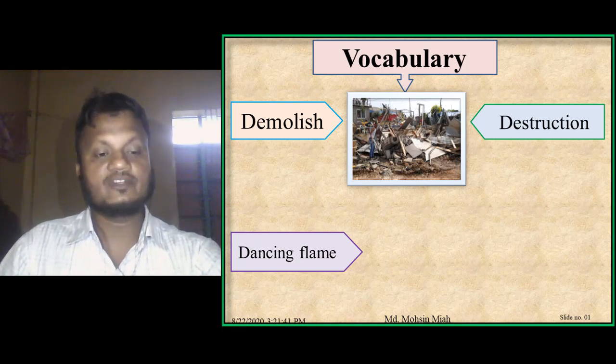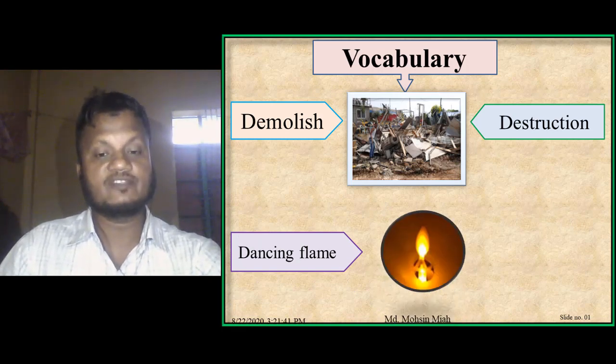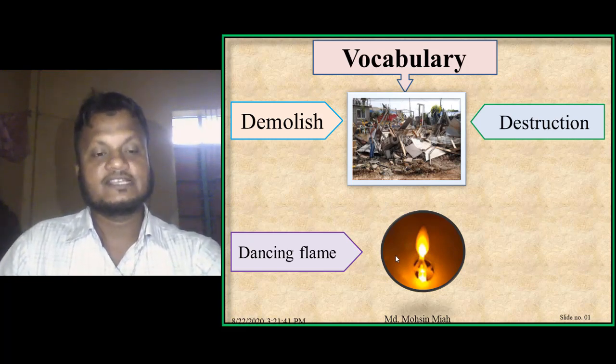Now another word, dancing flame. What is the meaning of dancing flame? When a woman starts to make a fire, or if you set up a candle on your table, and there is wind blowing outside your house, because of the wind your candle light will be dancing. This is a dancing flame.